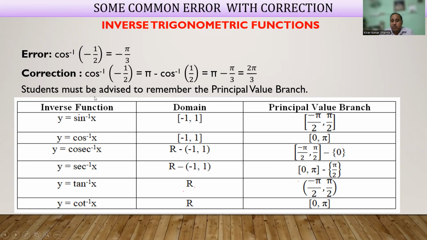Students must be advised to remember the principal value branch first of all to do the simplification, especially in inverse trigonometric functions. So cos inverse of minus theta is pi minus cos inverse theta. So pi minus the value of 1 by 2, which is pi by 3, so pi minus pi by 3, that is 2 pi by 3, is the right answer.